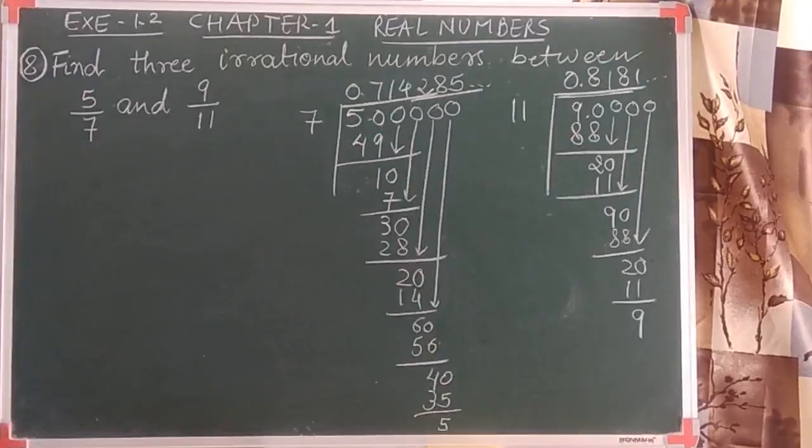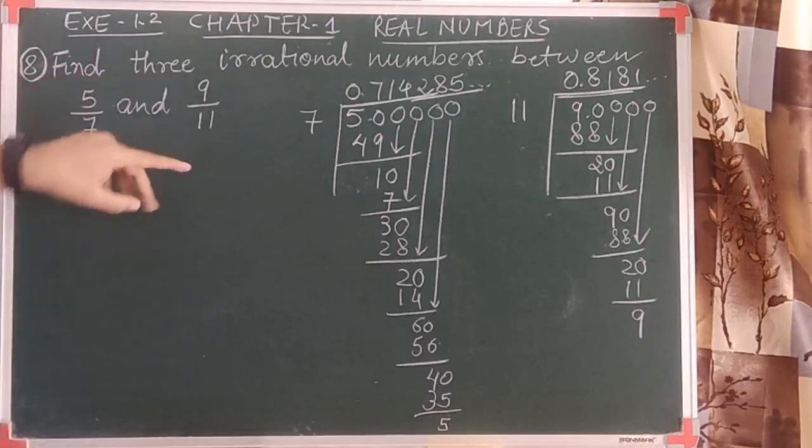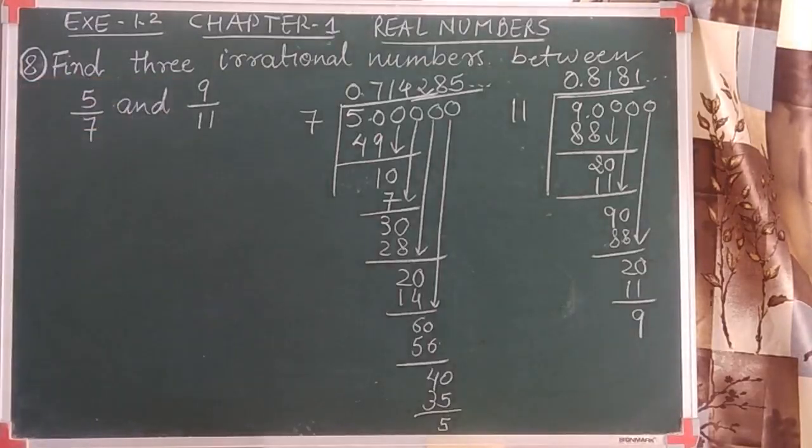Let's do one more sum. This is the 8th question of exercise 1.2. It is written we have to find out three irrational numbers between the numbers 5 by 7 and 9 by 11. So as usual we discussed in the previous example, first we need to convert the given rational numbers into the decimal form. Then we have to write down the required irrational numbers.